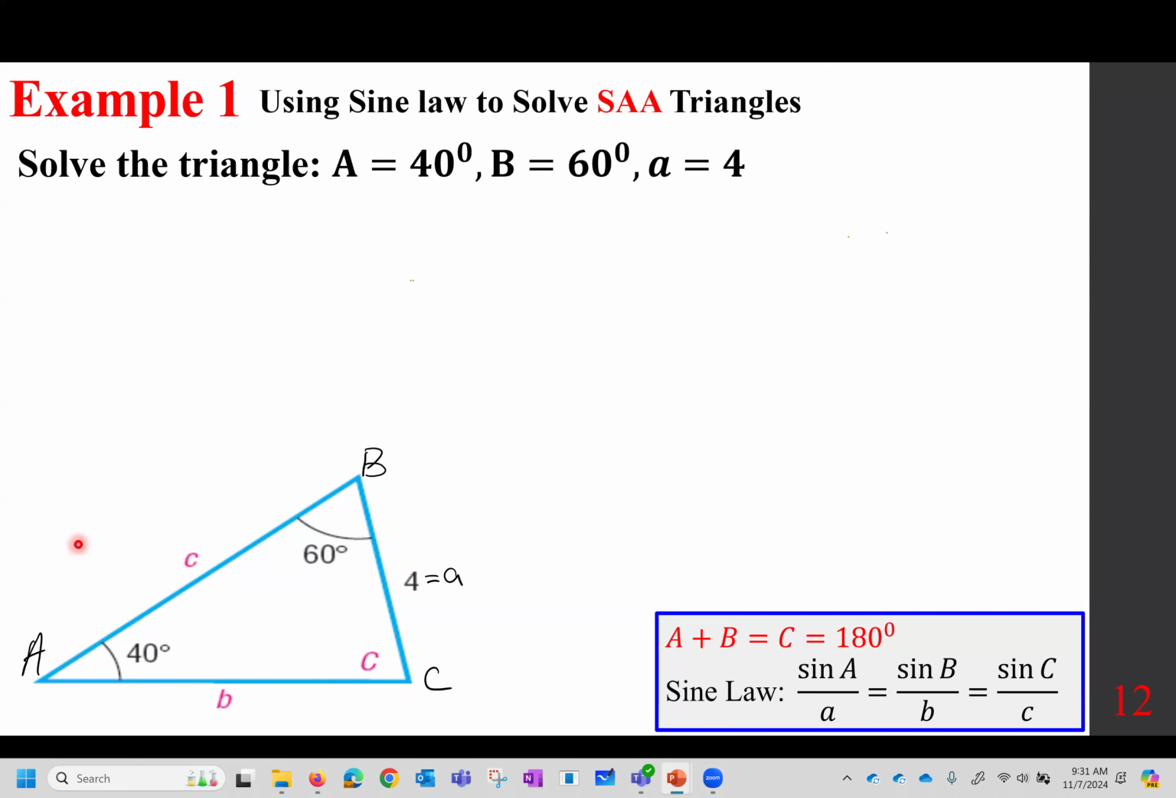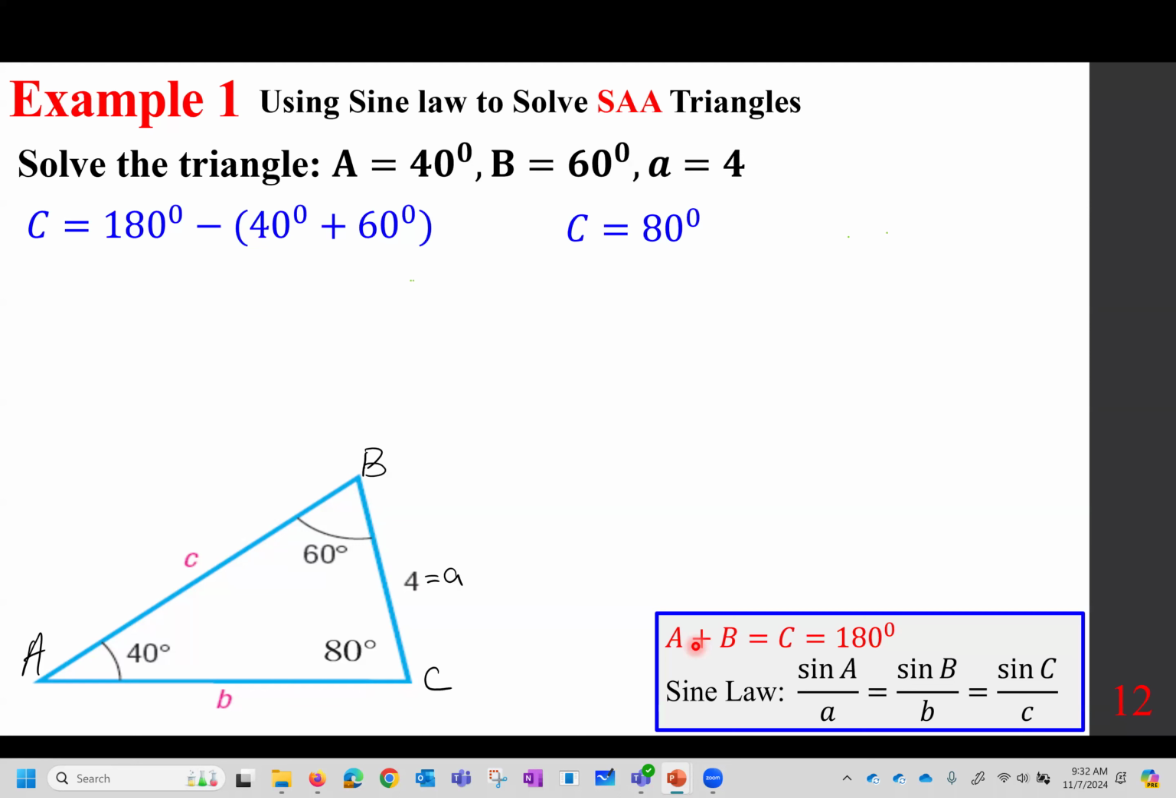All right, the first thing, we have two angles. For the third one, just add this up and subtract it from 180. They have to add up to 180. So that part is very simple. So the answer is we have the third angle, 80 degrees. So we have all the angles. Now we want all the sides. We have one of them.